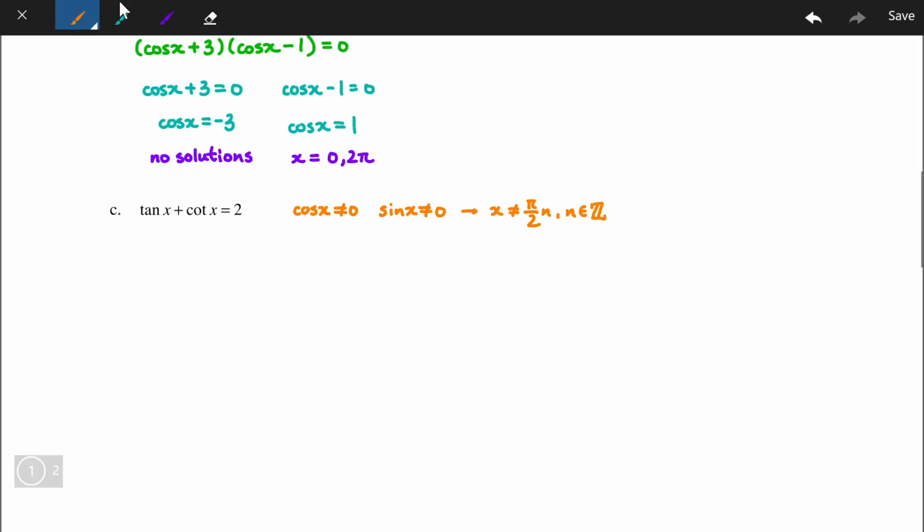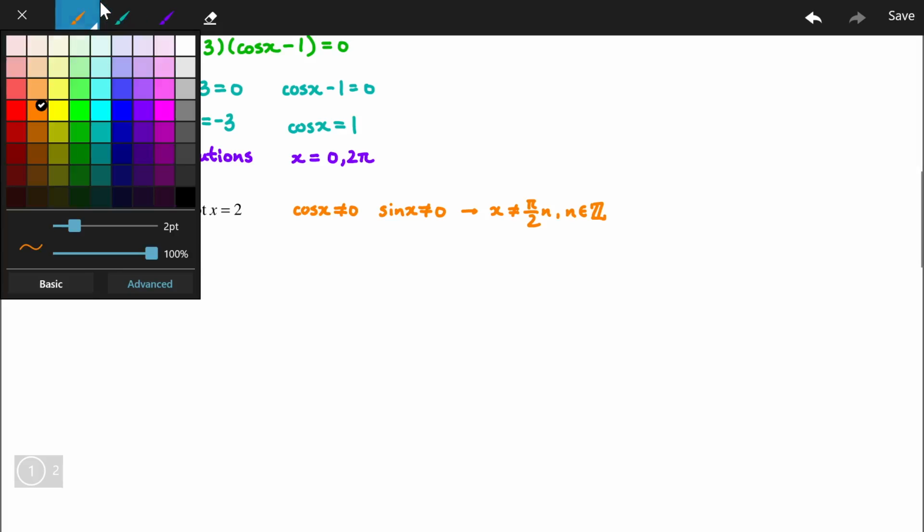Okay, so that's the first thing, is to look at the restriction, if any apply. So in the previous two examples, there are no restrictions because there is just sine and cosine, and there's no secant, cosecant, tangent, or cotangent, so there's no restrictions there. So for this question, what we can do is rewrite cotangent as 1 over tangent x.